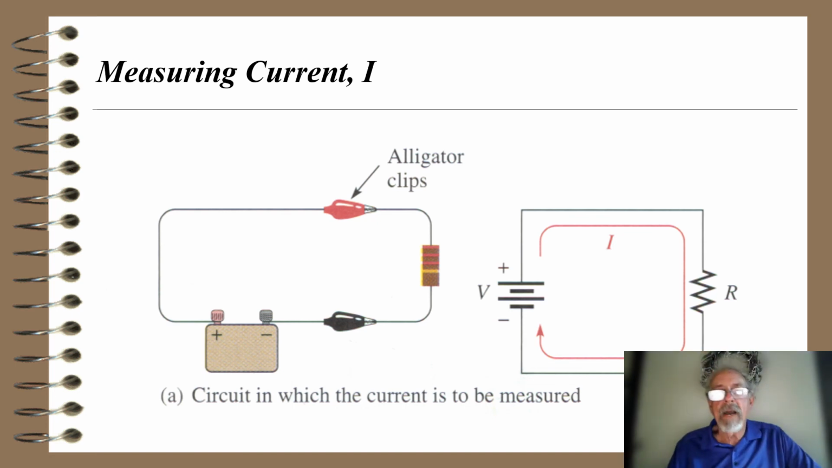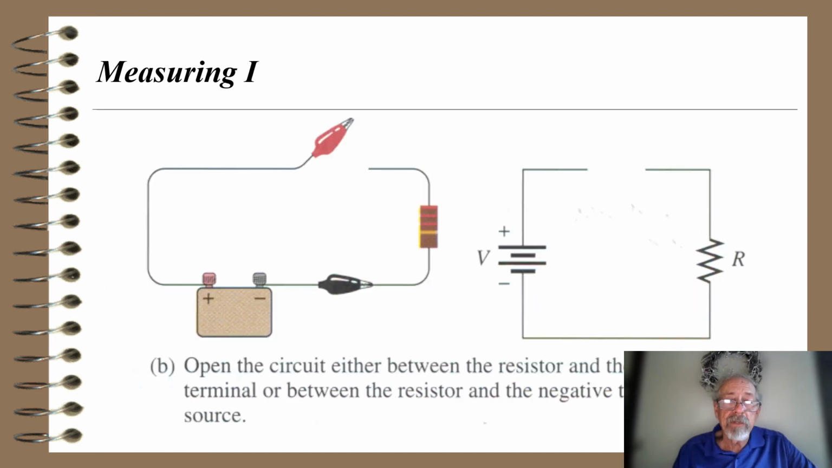Current is measured by breaking the circuit. So I have a battery and a resistor here, and I'm connecting the battery to the resistor through alligator clips. I have the schematic diagram shown on the right-hand side, which is showing conventional current flow. What I have to do to measure the current is to disconnect one of the leads. I can open the circuit either between the resistor and the positive terminal or between the resistor and the negative terminal of the source.